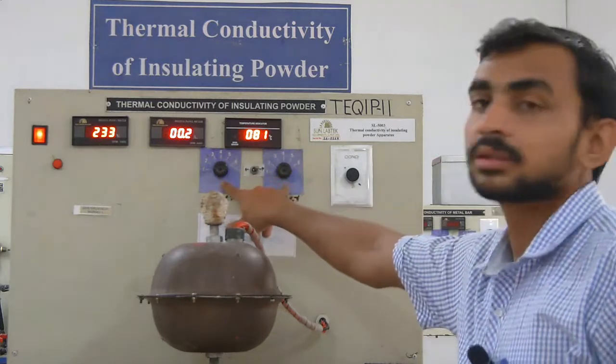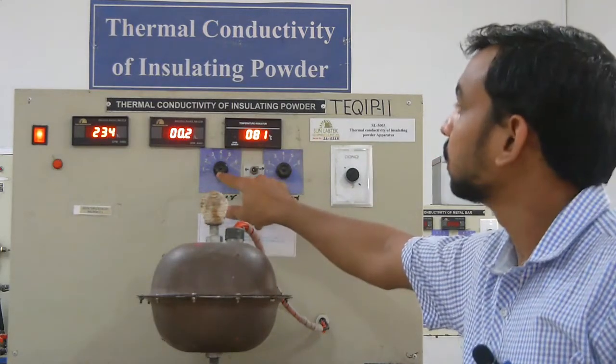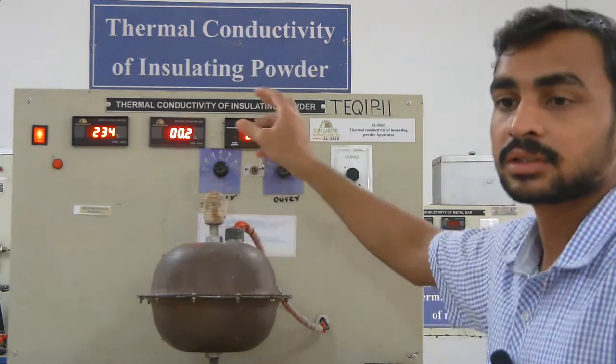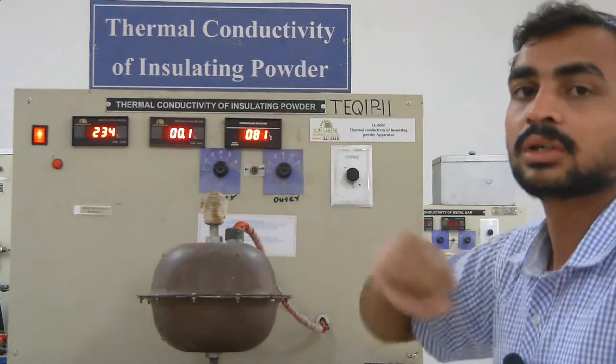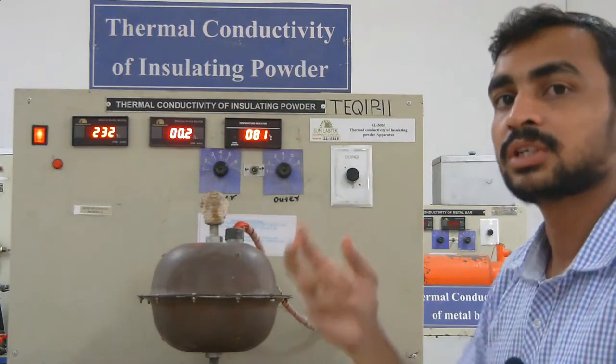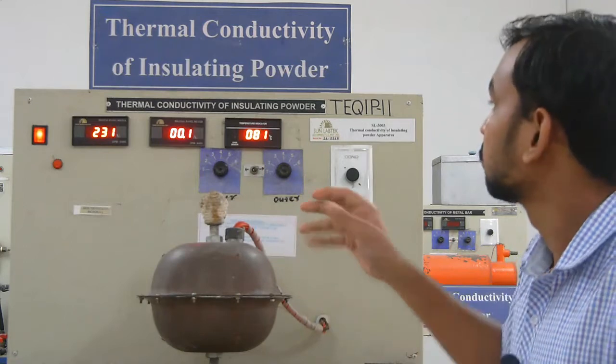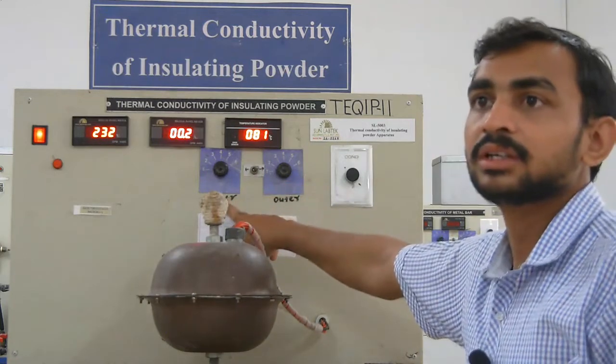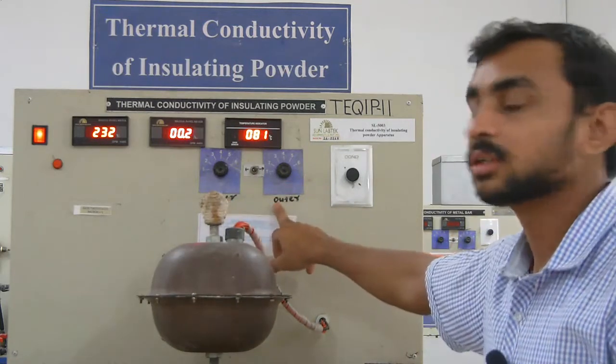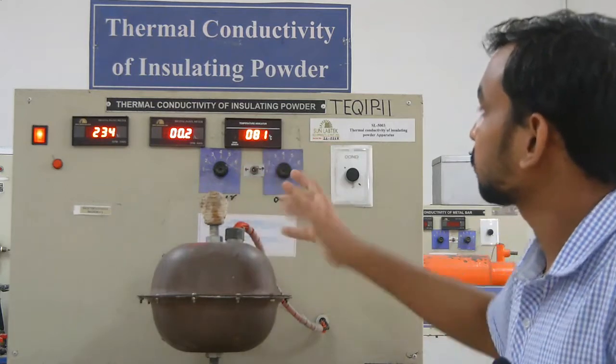These are the switches to change between different thermocouples. Here it is showing inner and here it is showing outer. We will see first what is inner and outer.